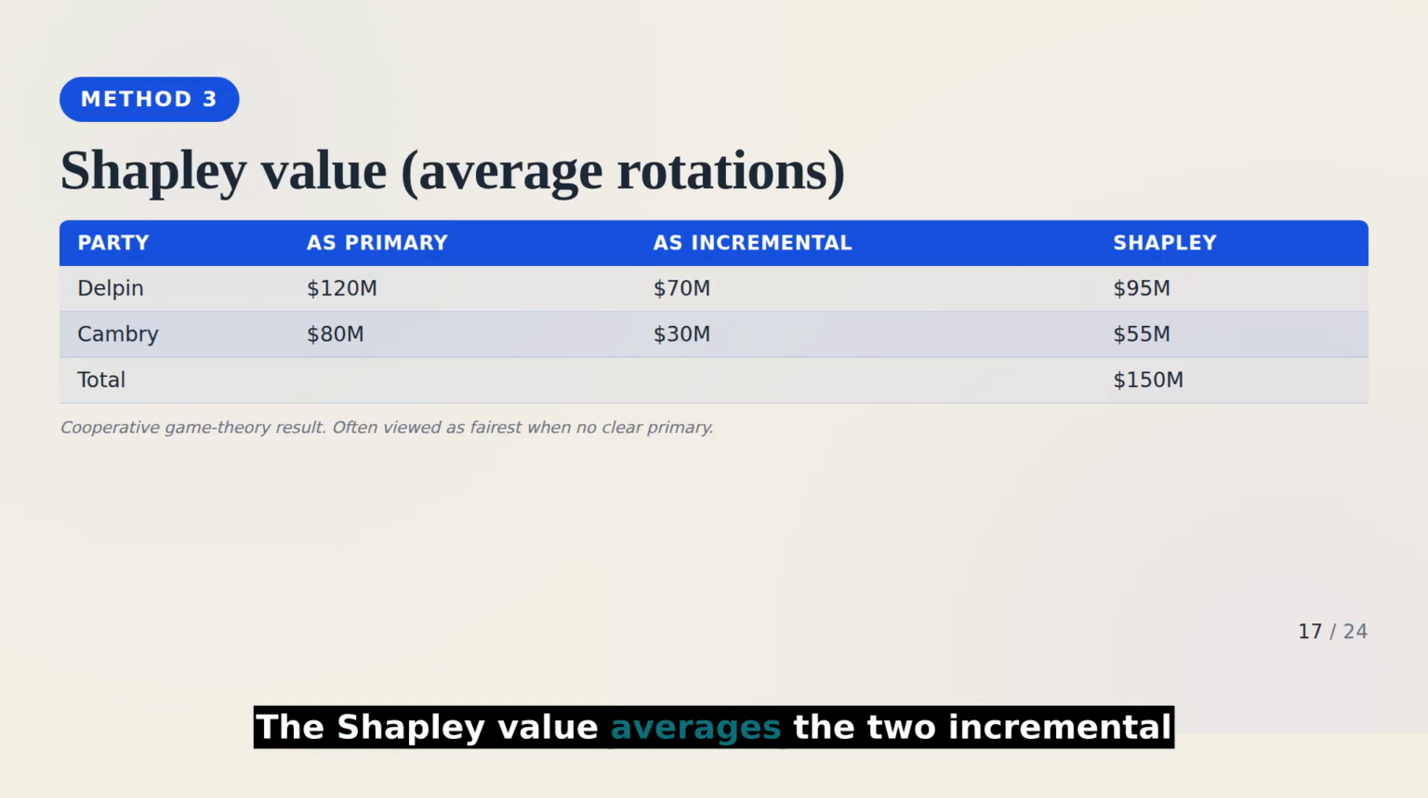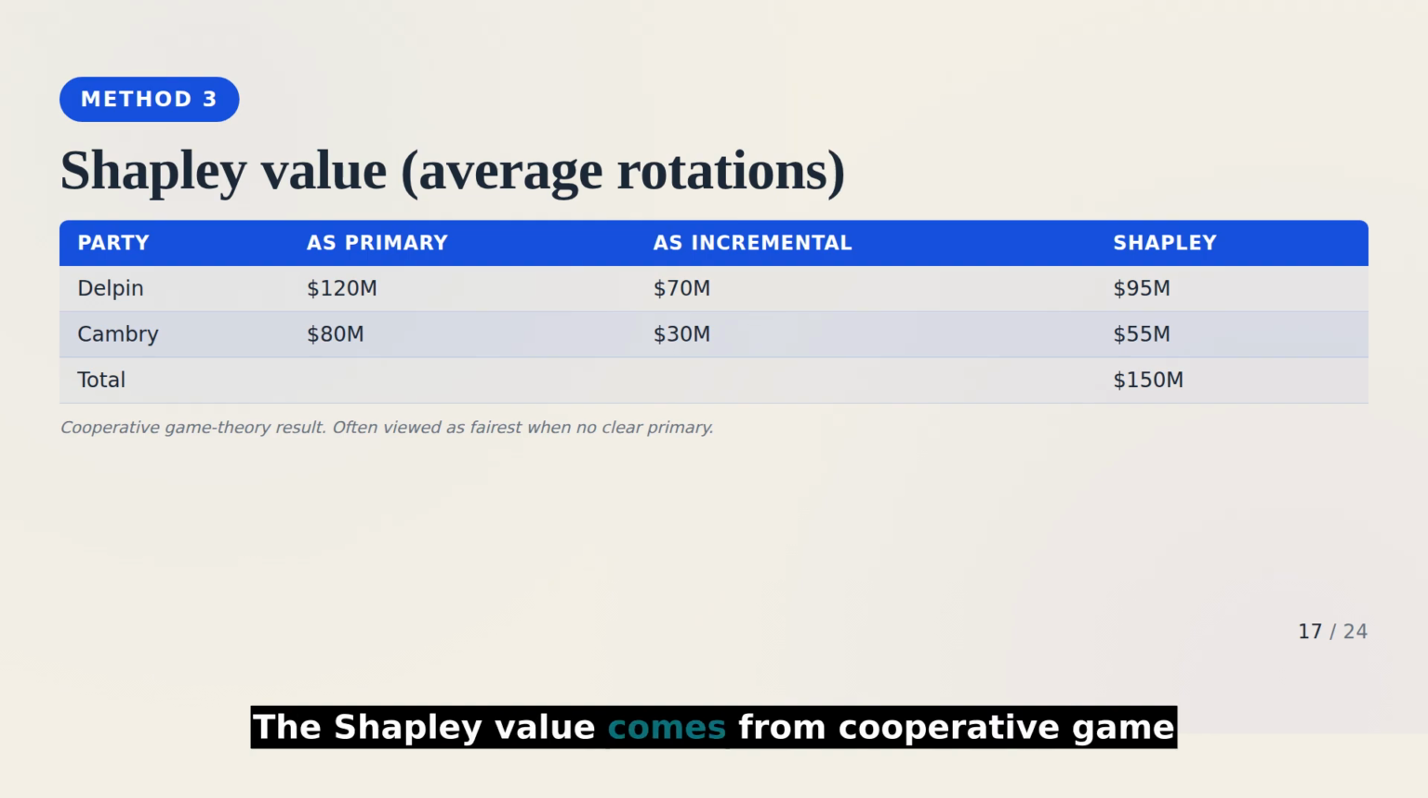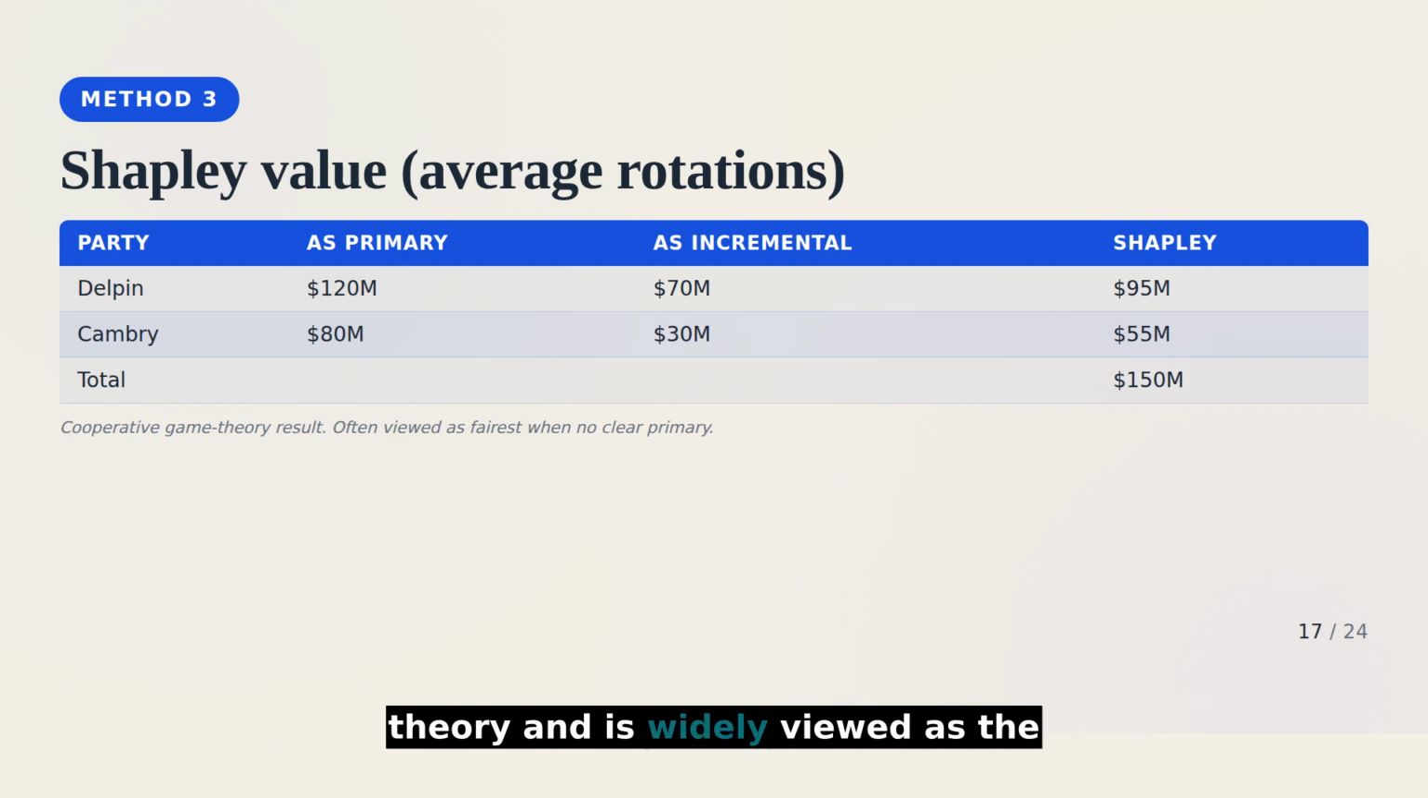The Shapley value averages the two incremental allocations. Treat each party as primary once and incremental once, then average. Delpin, 95 million. Cambry, 55 million. The Shapley value comes from cooperative game theory and is widely viewed as the fairest method when no party is obviously more responsible than the other.